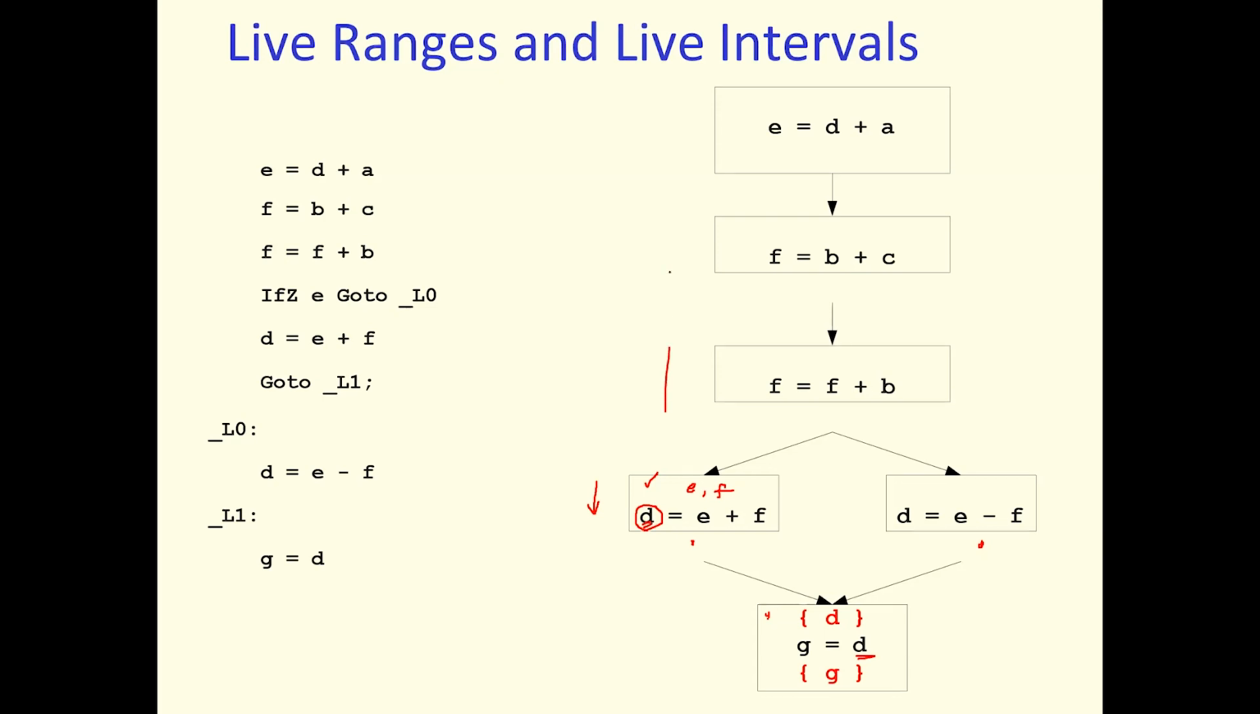I will do the same thing for all the statements. I need one path, any one path, on which I should be able to see the usage. So this is a very informal way of describing live variable analysis.